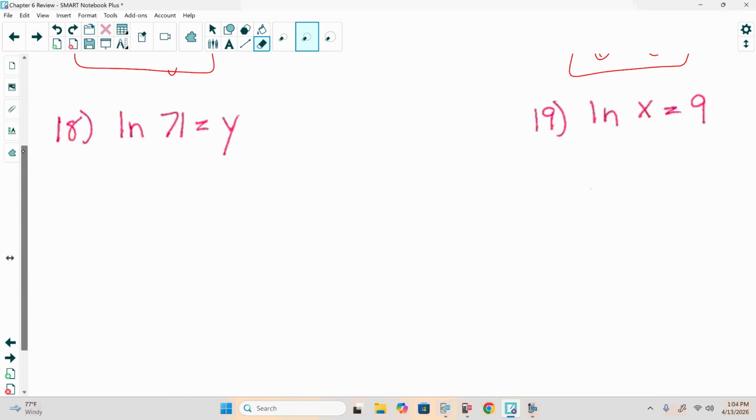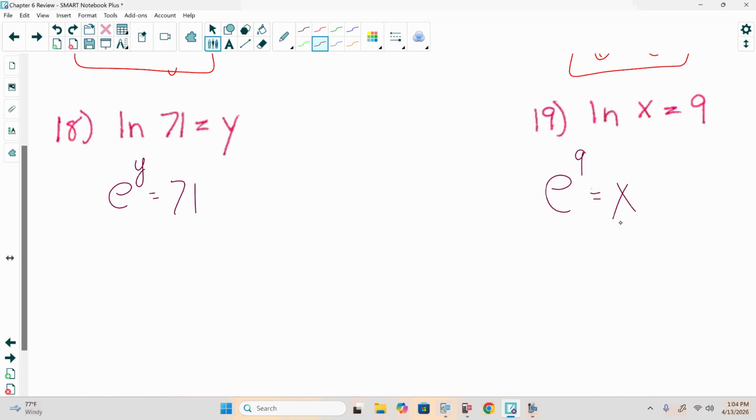What would we get for 18? E to the y equals 71. And lastly, number 19. E to the... equals, that's it. Questions on these here? We're ready for the next set. And there will be, I think, 4 of these.